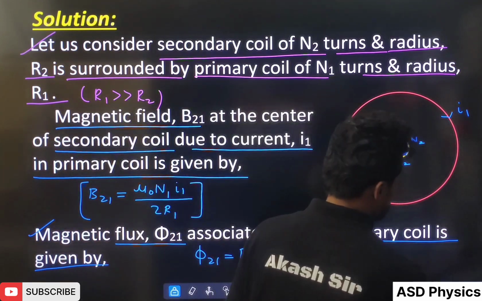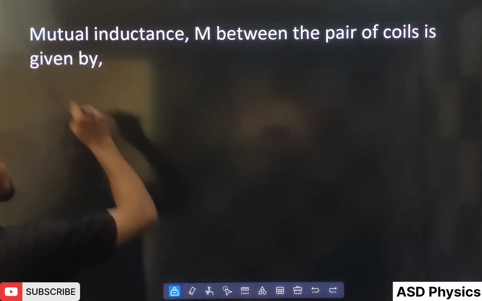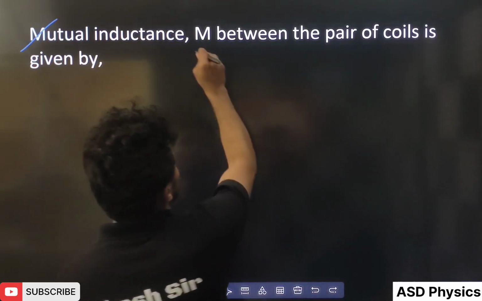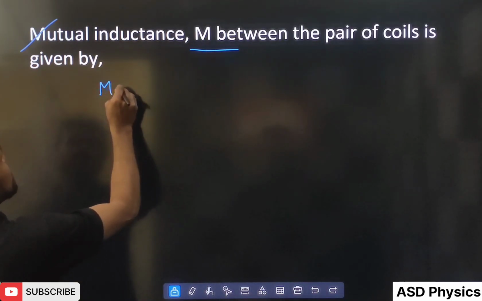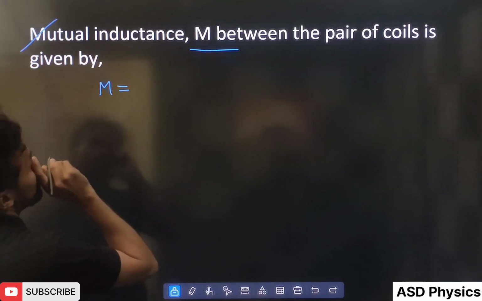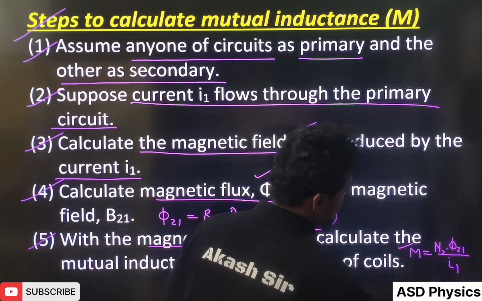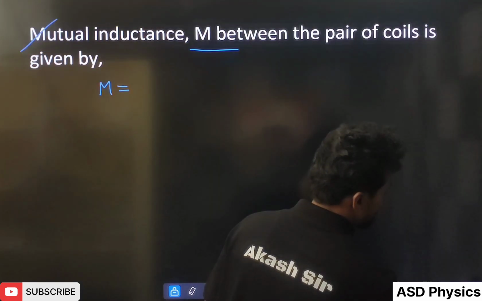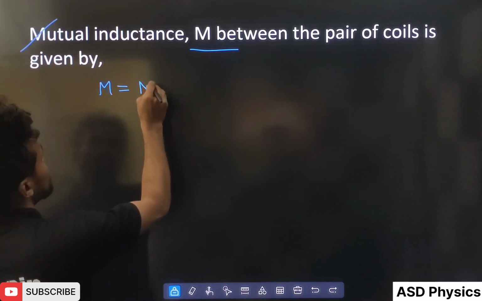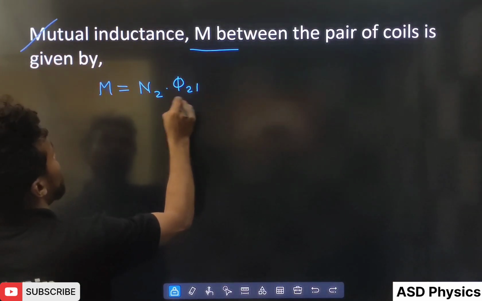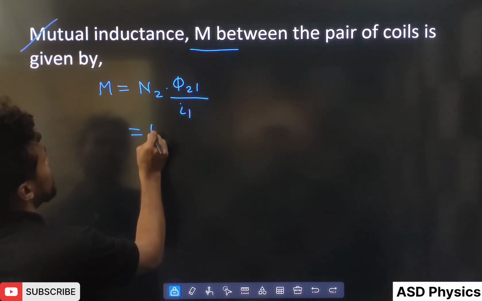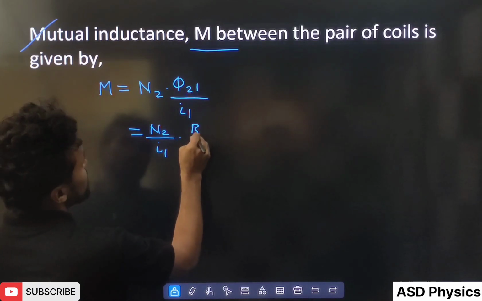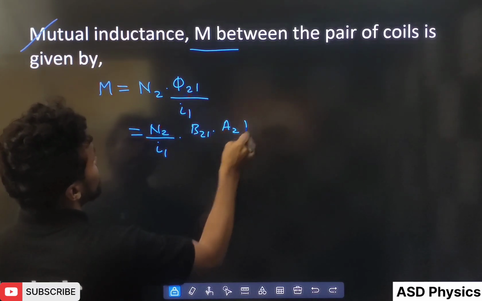Okay, now students, we are going to see the mutual inductance. What is this? See please. Mutual inductance capital M between the pair of coils is given by here capital M. So what is the formula please? Capital M equal to, as I have told you very well, what was the formula there? Let's go here, see. N2 phi21 by I1. This formula we are going to use here. Okay, so the formula is N2 phi21 by I1. Okay, so here N2 by I1, into phi21 is given by B21 into A2.